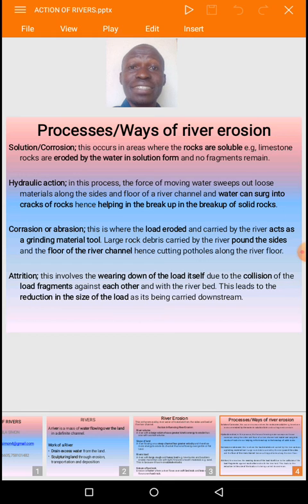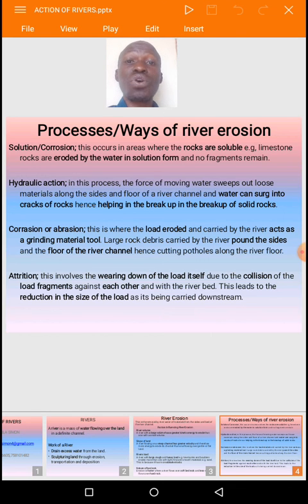And the material is taken in solution form. Then hydraulic action. This is the action of water, the force of water, which we could say sips out loose materials along the sides of the river. This water gets into the rock cracks. And when this happens, the rock in the process is weakened. When water gets into the cracks, eventually this rock will start giving way to erosion.